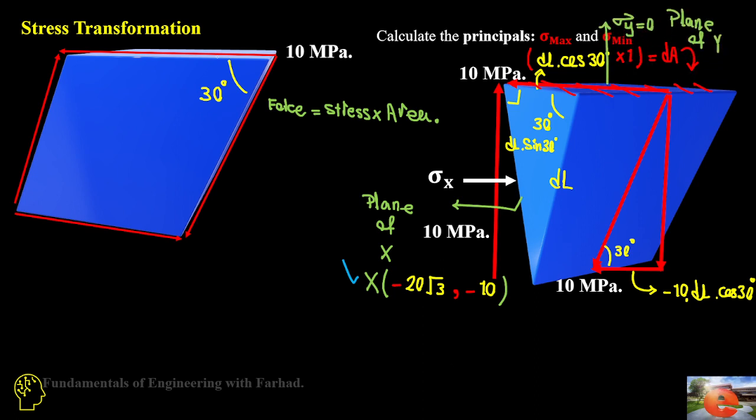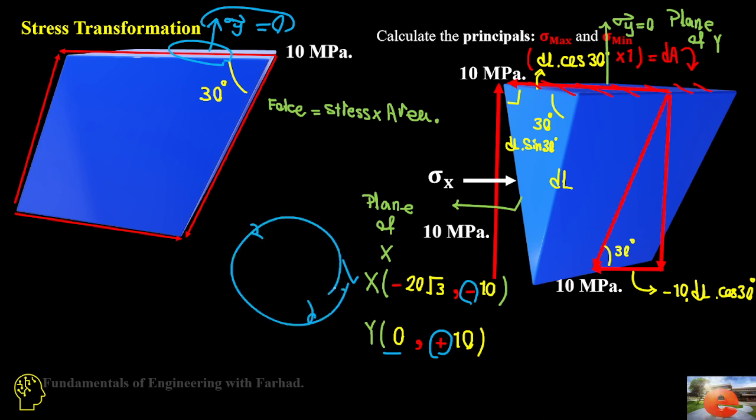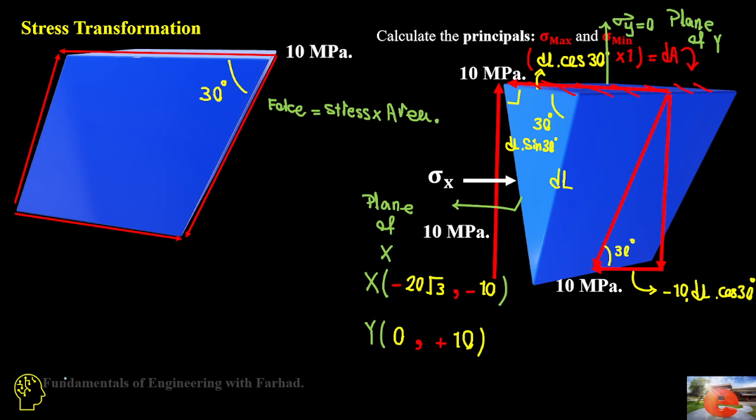The plane which has the normal of sigma y is the plane of y, and you can easily see there is nothing in the y-axis, there is only a shear of 10 megapascal. So the plane of y is represented by capital Y, 0, and if this is a negative, the other one is positive. The shear stresses, if you remember, when you just draw the Mohr circle, if one of the shears, which is tau, is positive, the other one is negative. One of them is negative, the other one is positive. They are opposite of each other.